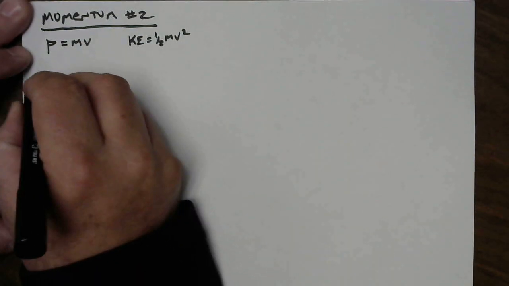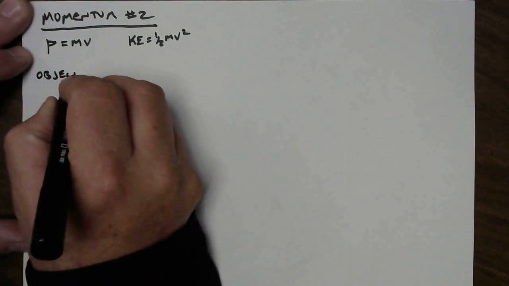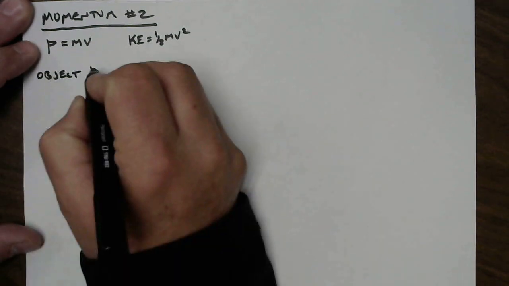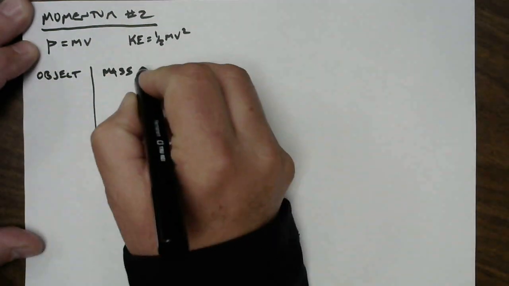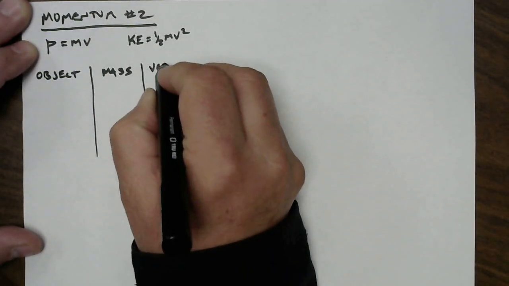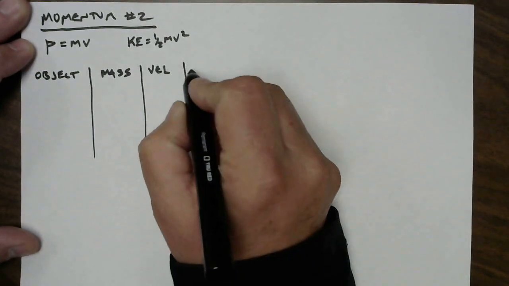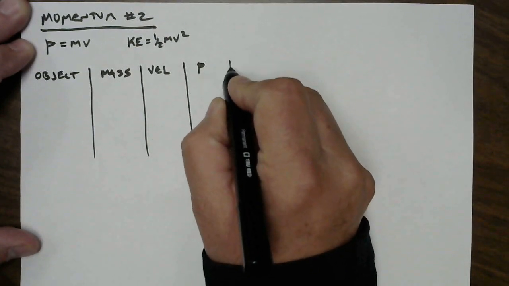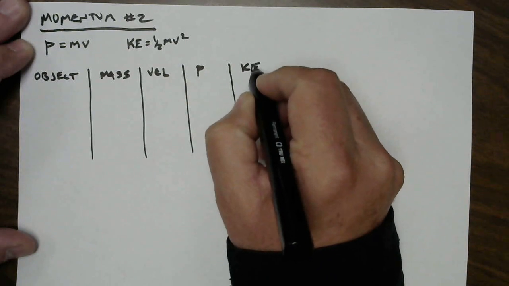And we're going to go ahead and compute the momentum of some objects. And so we're going to need their mass, and we're going to need their velocity. After which we'll compute their momentum and their kinetic energy.